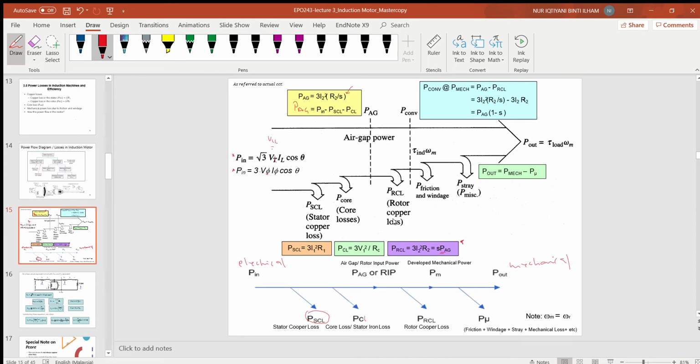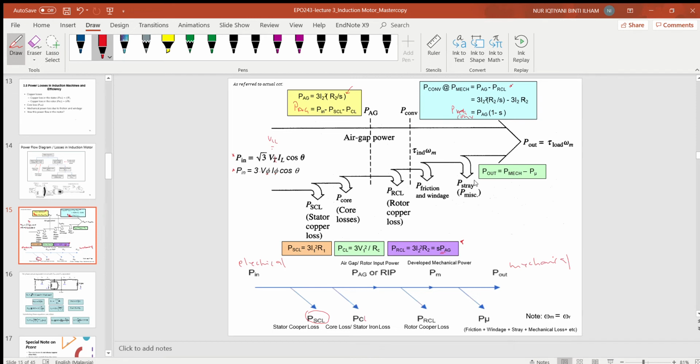Next is the P mechanical developed, or sometimes it is called P conversion. Now you can use this formula: P conversion is equal to P air gap times 1 minus S, or atas tolak bawah. Remember, P air gap minus P rotor copper loss, you will get P conversion.